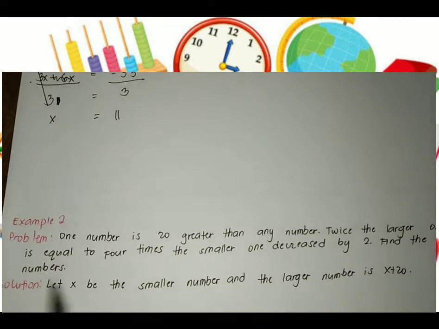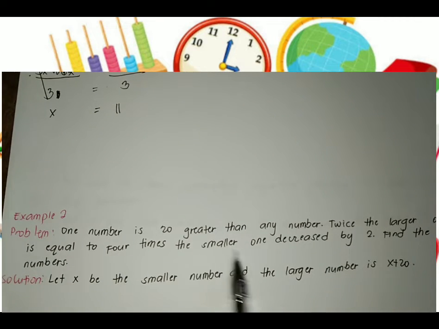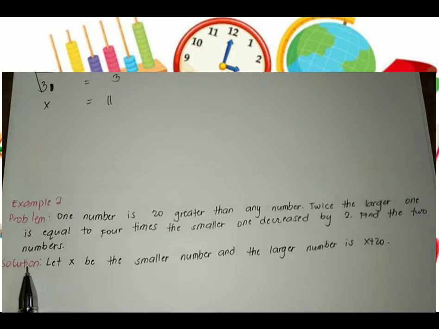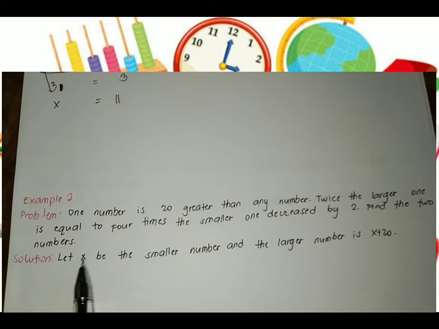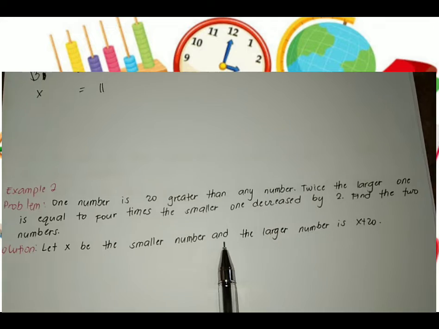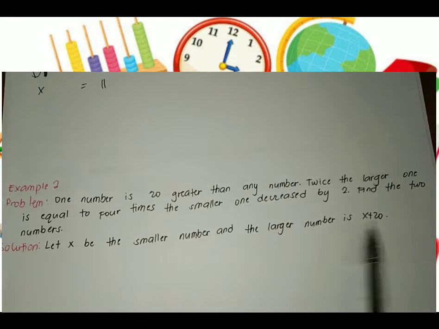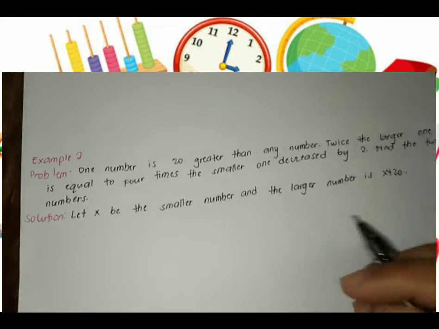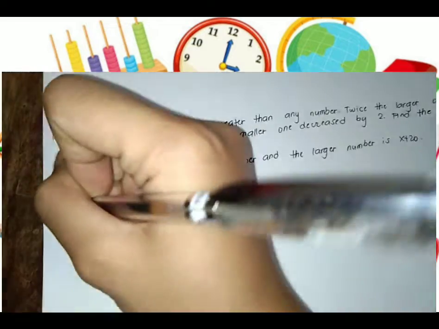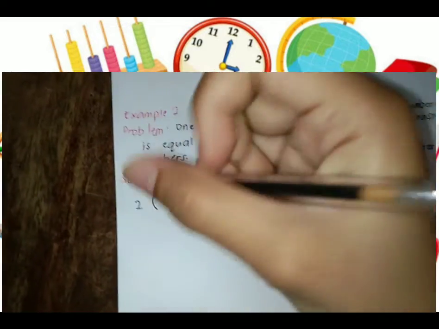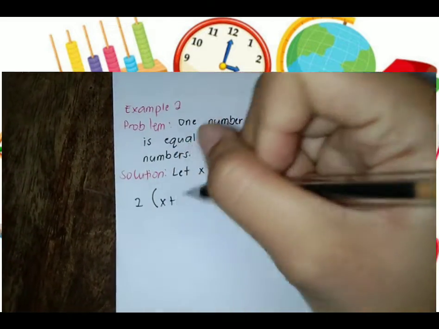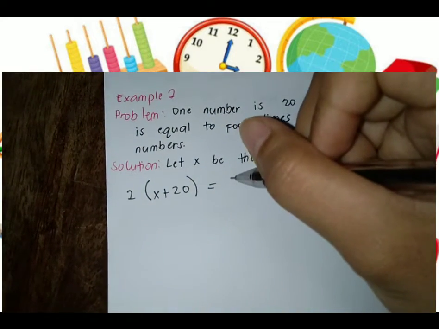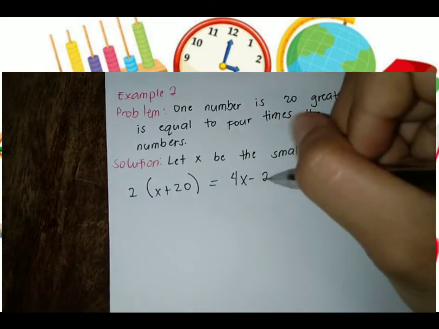Twice the larger one is equal to 4 times the smaller one decreased by 2. Find the two numbers. Okay, now this is the solution. Let x be the smaller number and the larger number is x plus 20. Okay, so now this is the way on how to solve it. 2 quantity x plus 20 close parenthesis is equal to 4x minus 2.